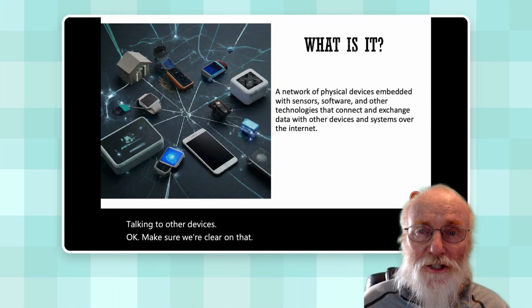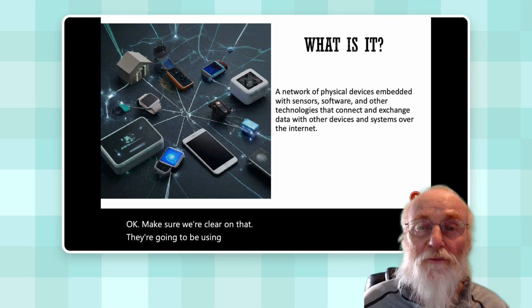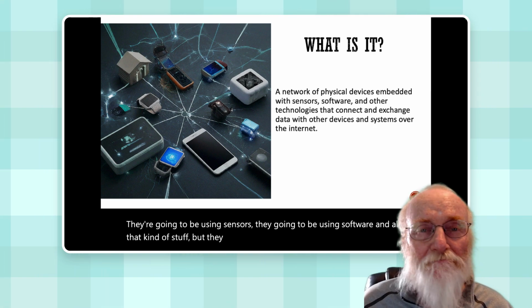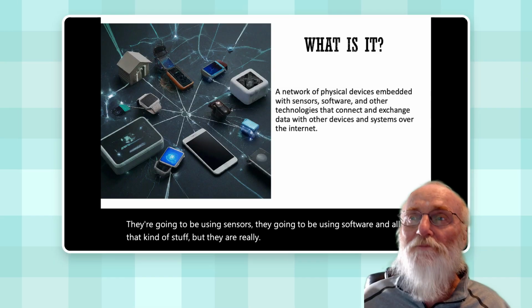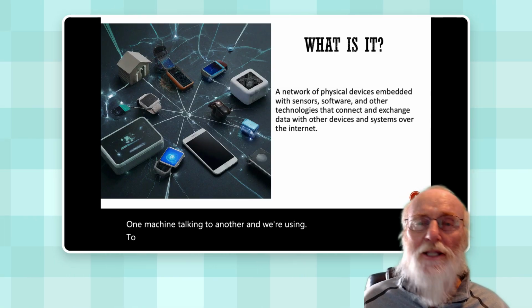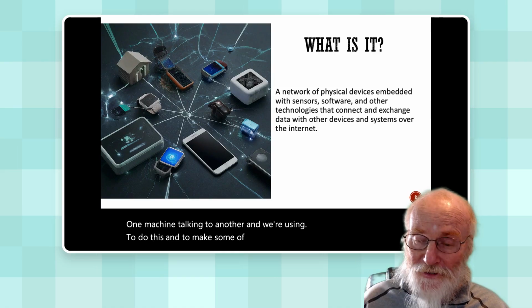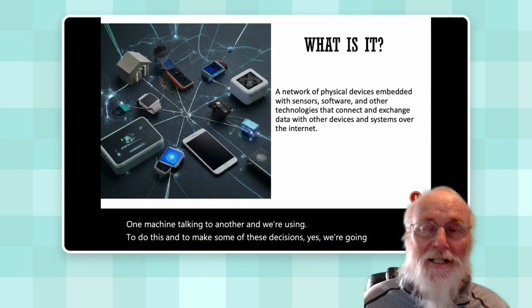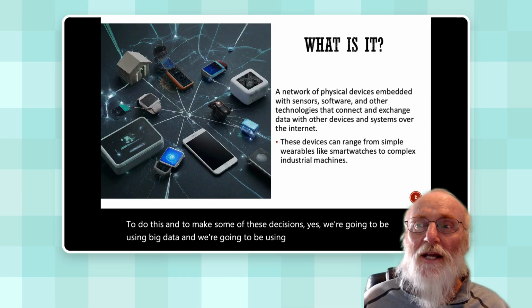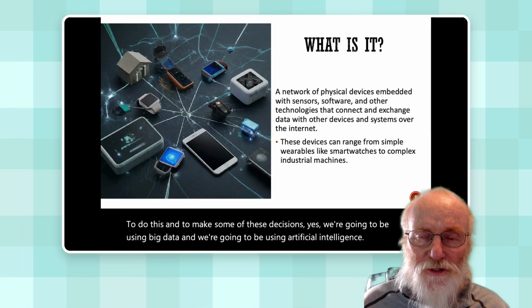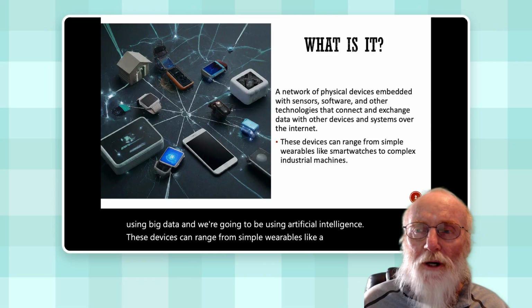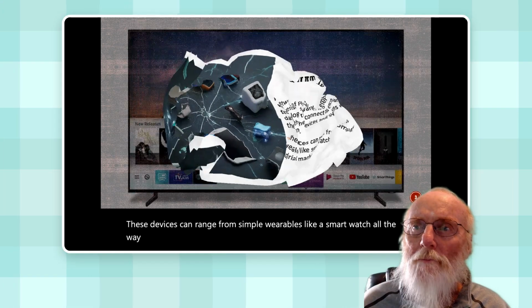They're going to be using sensors, they're going to be using software and all that kind of stuff, but they are really one machine talking to another. And to make some of these decisions, yes, we're going to be using big data, and we're going to be using artificial intelligence. These devices can range from simple wearables, like a smartwatch, all the way to complex industrial machines.